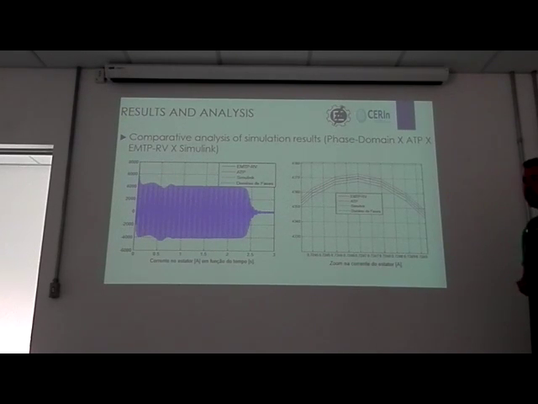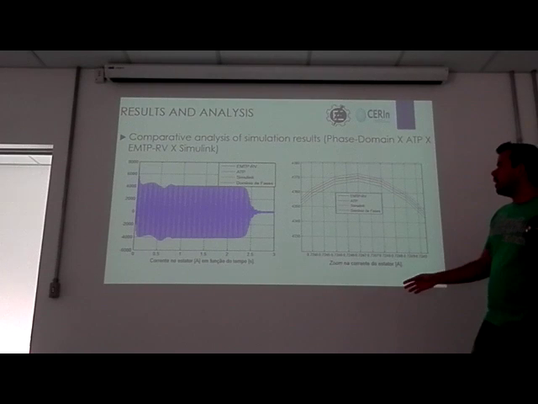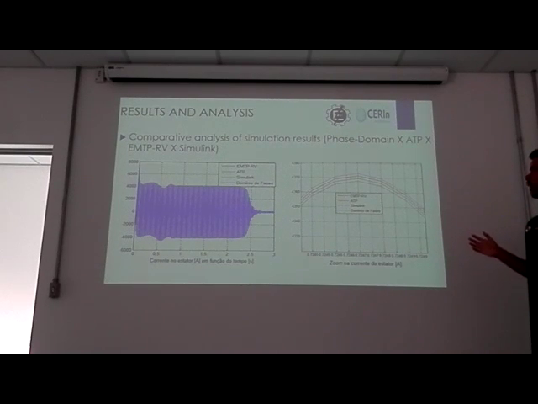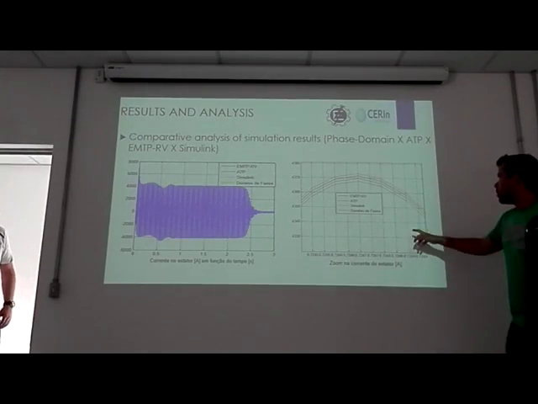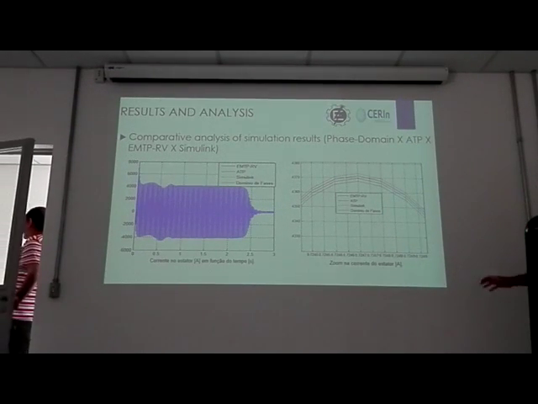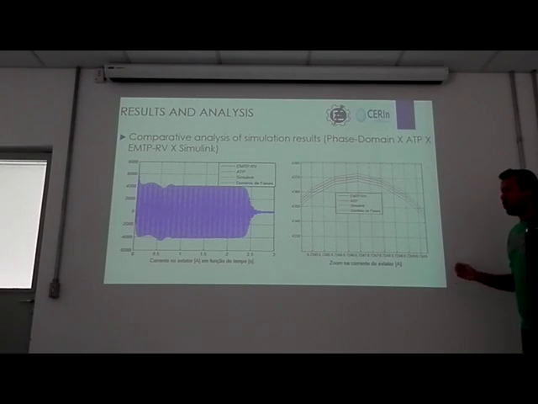So we simulate the induction machine starting with no load on the rotor shaft, and for the stator current we get this graph. Note that we only can see the phase domain curve, so I have decided to give a zoom in this part of the graph, and I'm showing here all the curves. We have in the black color the EMTP-RV curves, in the red color we have the ATP curve, magenta color signaling, and the blue one represents the phase domain model.